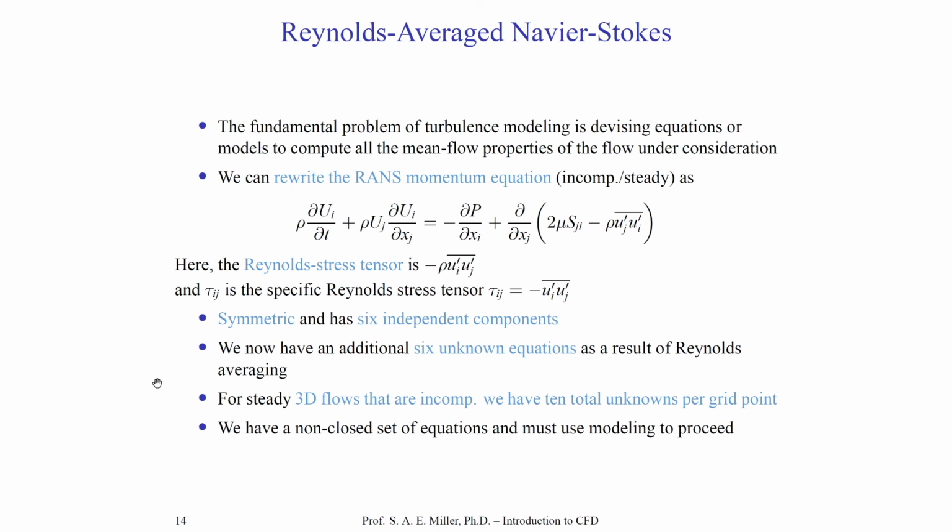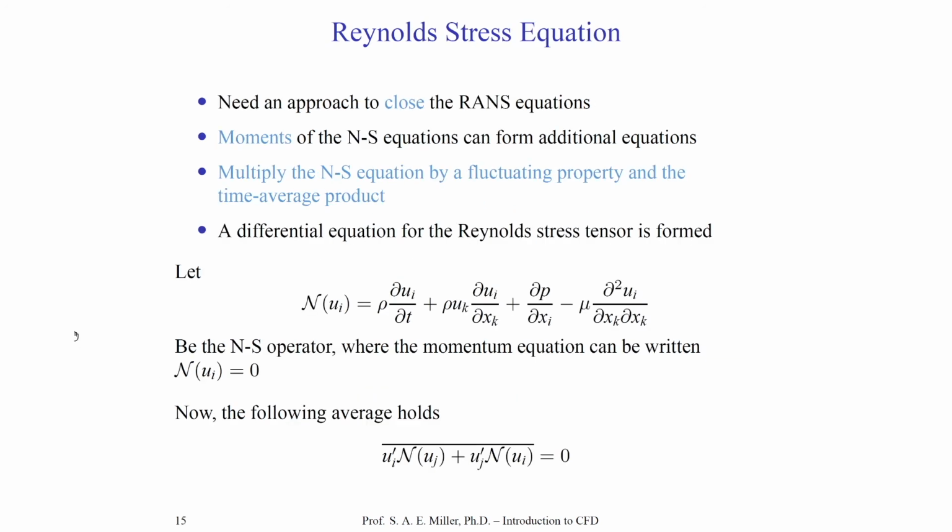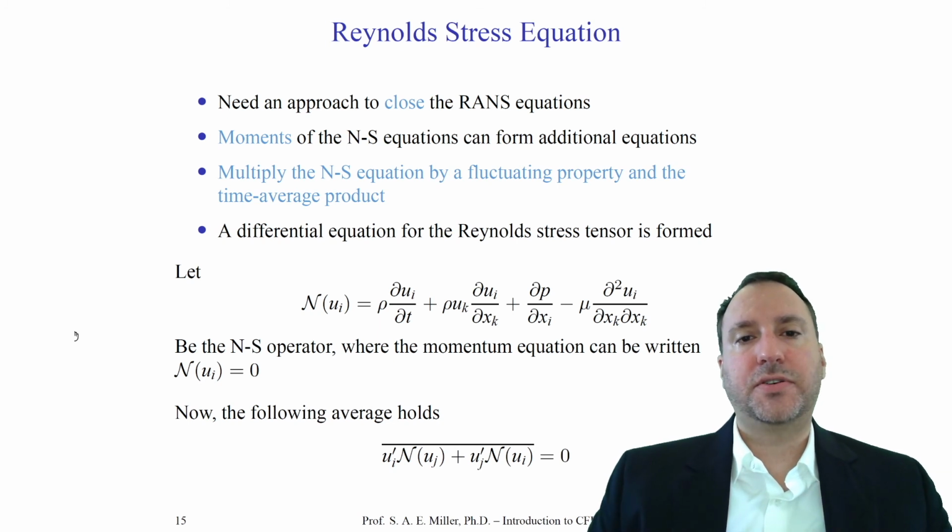We need to create or think about new equations to close this model, to have 10 total equations for 10 unknowns per grid point. And this gets more complicated in compressible flows, of course. This is where the idea of the Reynolds stress equation comes in. We need to try and close the RANS equations. And of course, the moments of the Navier-Stokes equations could be used to find additional equations. That is, we take each of the original Navier-Stokes equations or RANS equations and take their moments, and we can form additional equations.